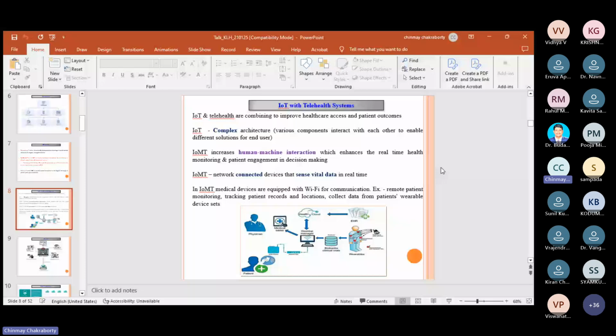With the help of IoT, we can map it with telehealth systems. So IoT and telehealth are combining to improve healthcare access and patient outcomes, right? And IoT is the most complex structure if you consider the wireless body area network, WBAN. In that case, our body consists of multiple body-worn sensors.